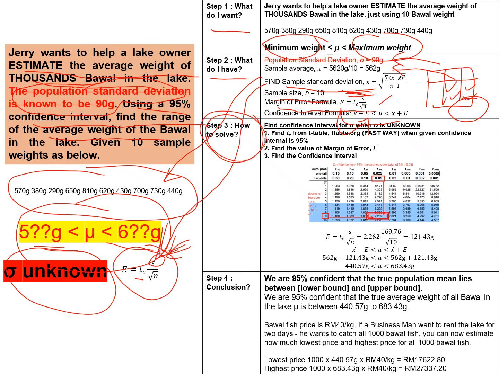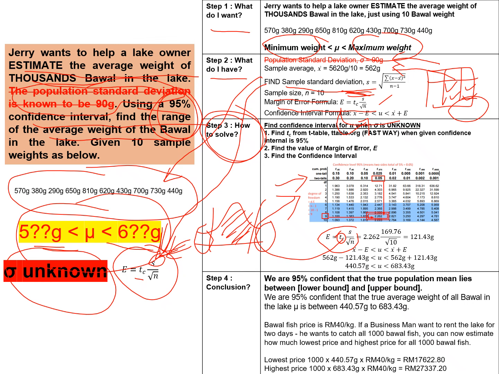Step number 3, how to solve. Everything is easy in the formula here except for the t_c. How to find the t_c? We have no choice but to use the t table. For this case, we're going to use two tails. Why? Because 95% here is referring to the center 95%. So we have left and right two tails. The total of the two tails is 5%.